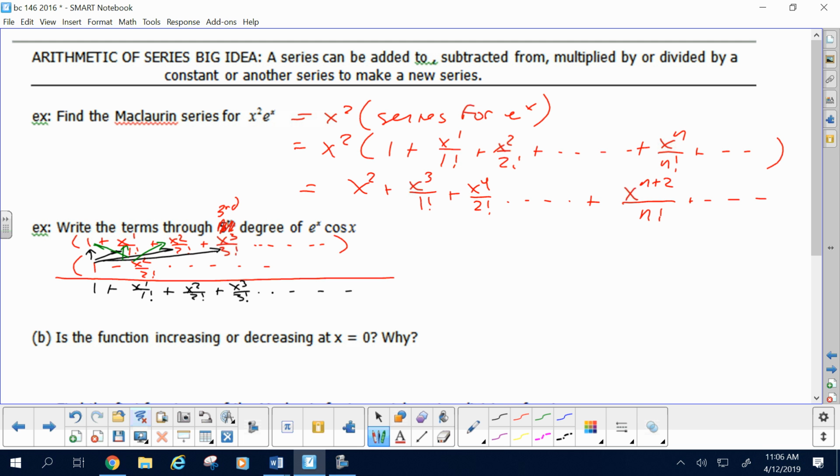Negative x squared over 2 factorial times 1 is negative x squared over 2 factorial. Now it's up to me where I write this, but you want to write it where the like terms are lined up. So I'm going to write that here, negative x squared over 2 factorial.